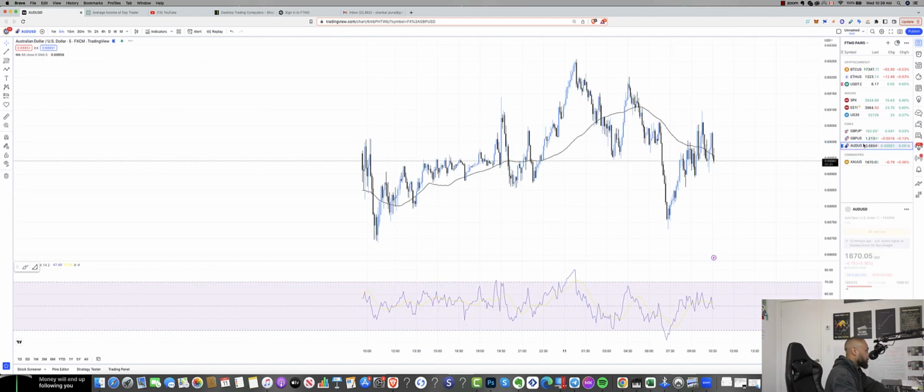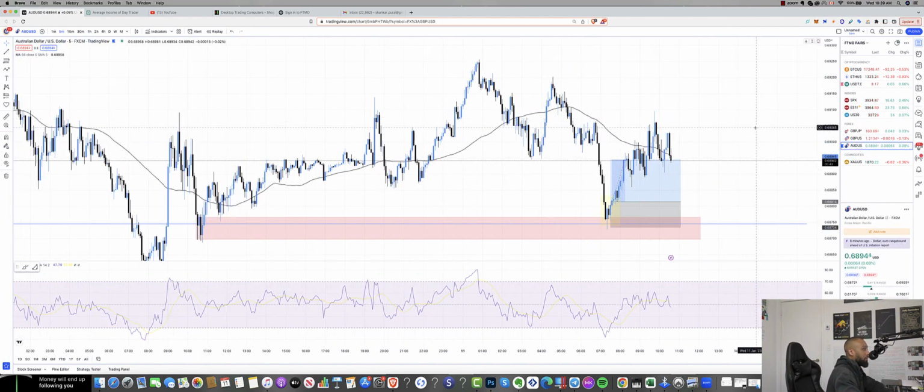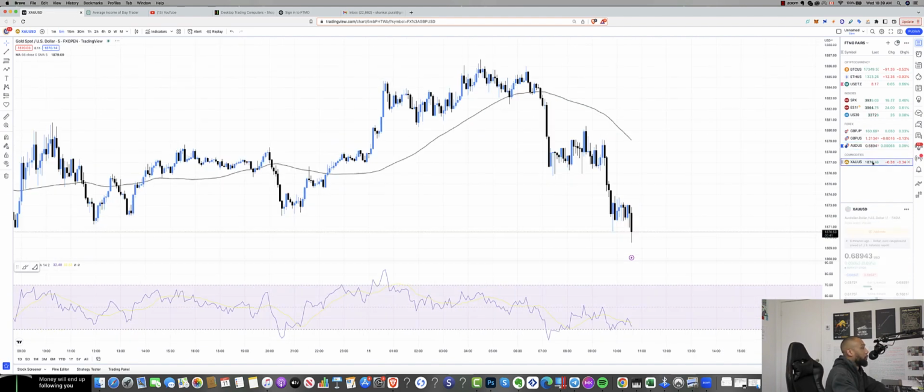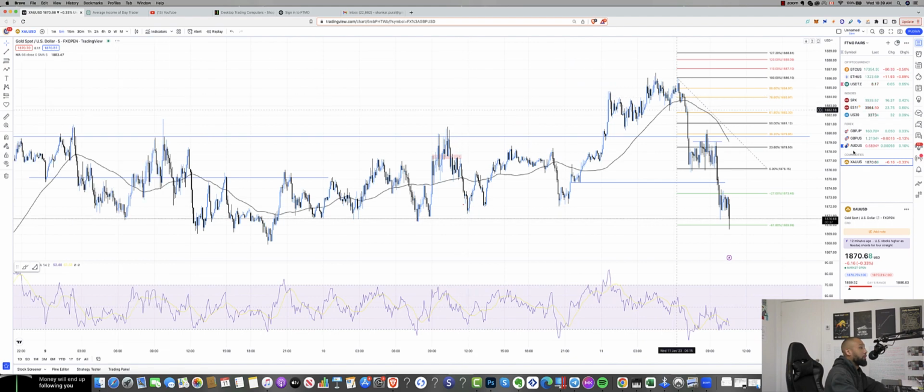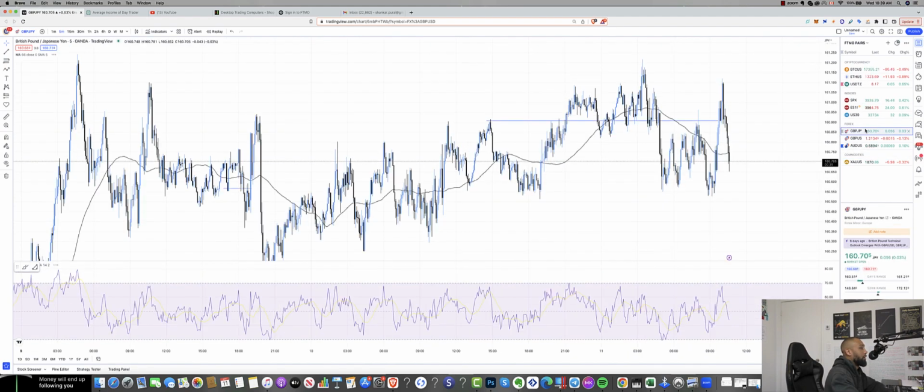But the AUD trade was ready as soon as I looked at the chart. I normally don't trade AUD, I just saw a nice setup. I love trading gold, and I love trading GJ.